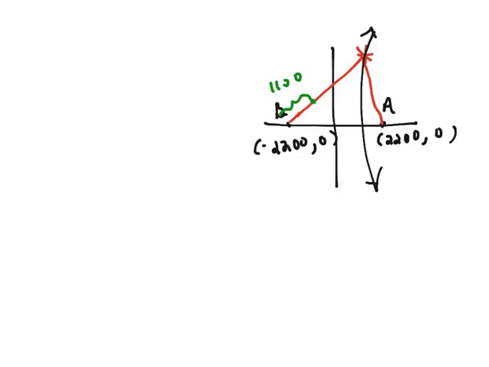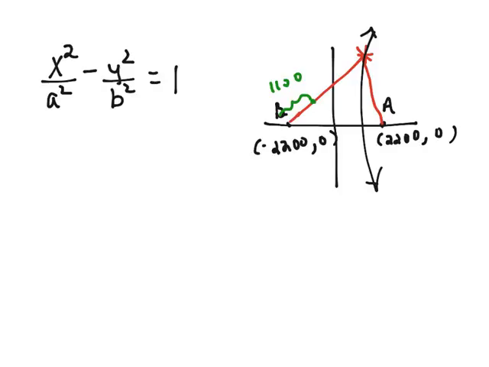So we know that our explosion occurred on the right half of this hyperbola, and so we need to come up with its equation. Since we have our center at the origin and we have our foci on the x-axis, then our general equation would be x squared over a squared minus y squared over b squared equals 1.